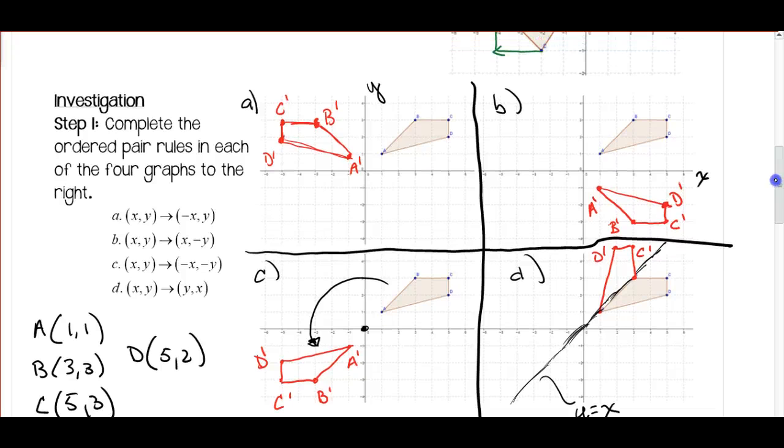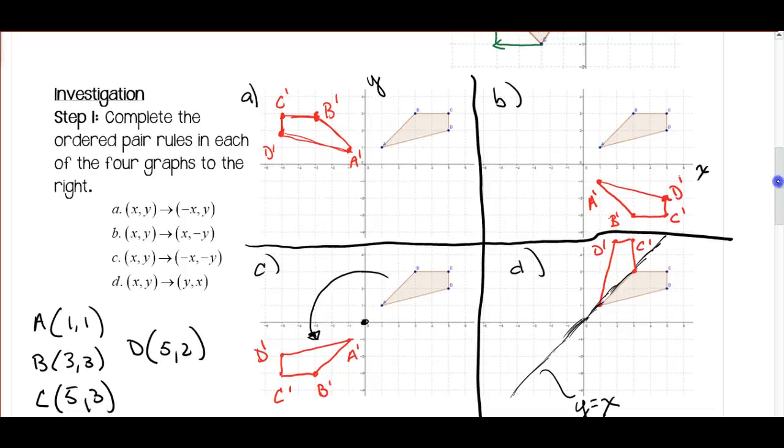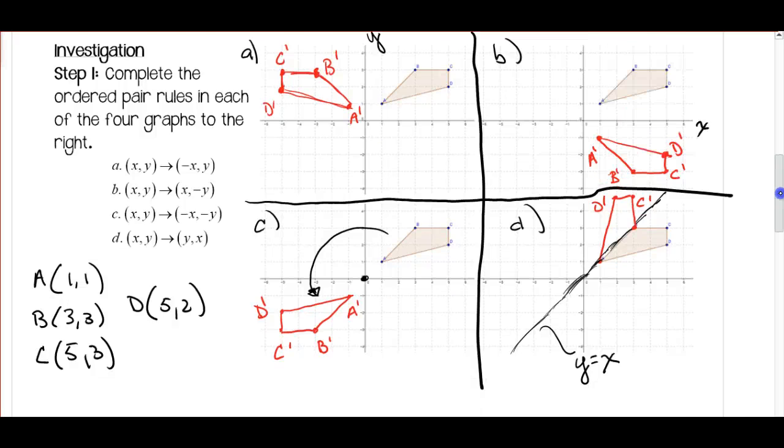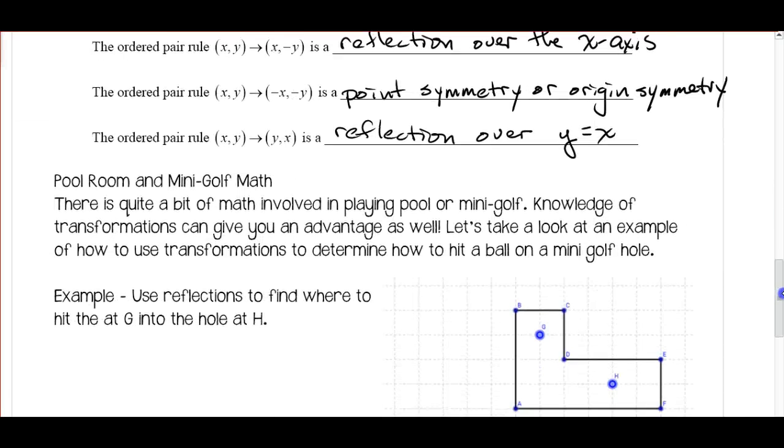So it's really important that you can recognize these different types of transformations, and we'll get some more practice. But if you have any questions, make sure that you pause the video, write down your questions in the margins of the notes packet, and ask me the next time you see me in class. Alright, so let's move on.